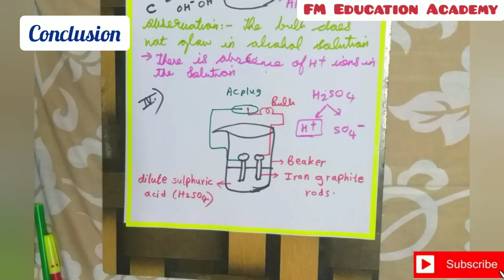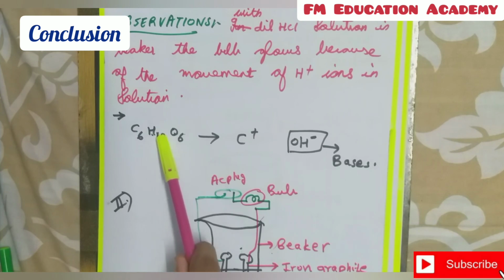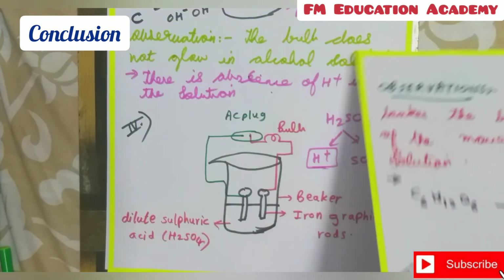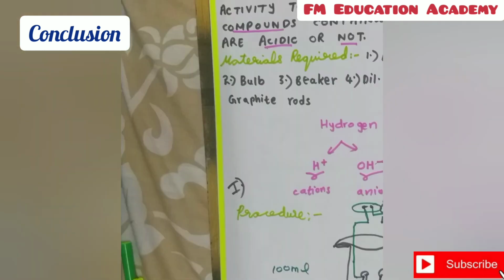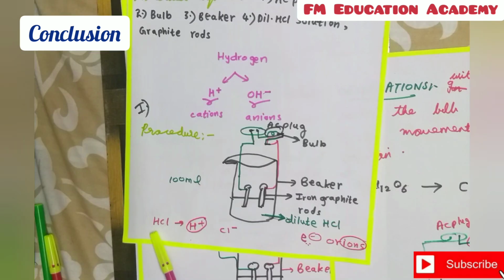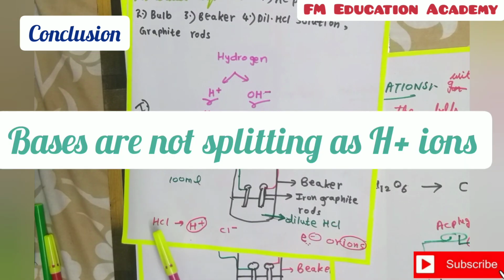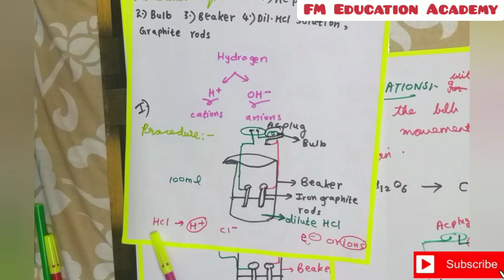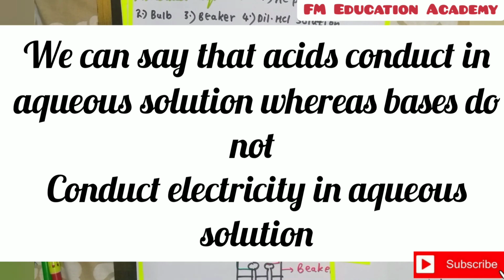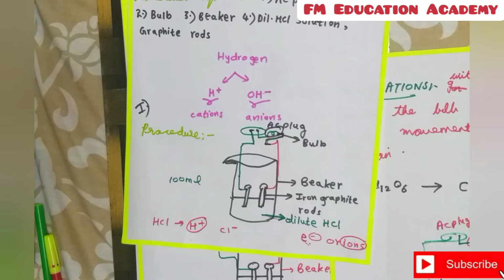In conclusion, hydrogen is present in alcohol, here also hydrogen is present, and here also hydrogen is present, right? But even though hydrogen is present, they are not splitting as H plus ions. That is why only acids split as H plus ions. That is why we can say that the bulb glows only in acidic solutions containing H plus ions, and when H plus ions are not there, that is when OH minus ions are there, the bulb will not glow. So we can say that acids conduct electricity in aqueous solution, whereas bases do not conduct electricity in aqueous solution.